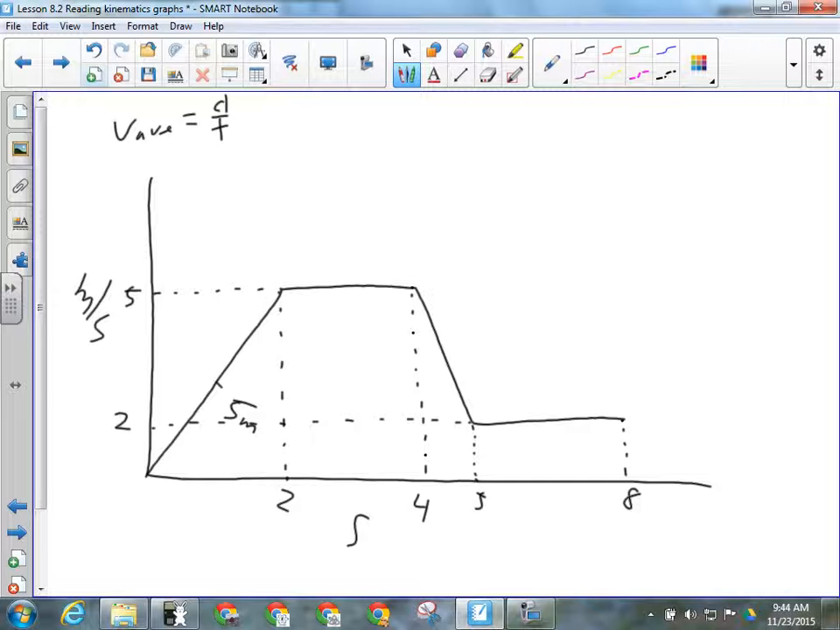What's it doing here? Traveling at a constant speed. Figuring out how far something goes while it's traveling at a constant speed is an easy calculation, agreed? We just take the constant speed of 5 and multiply it by how long it traveled at that speed, which was 2 seconds. So it went 10 meters there. What about this part?